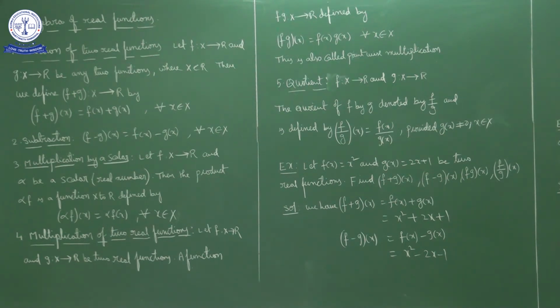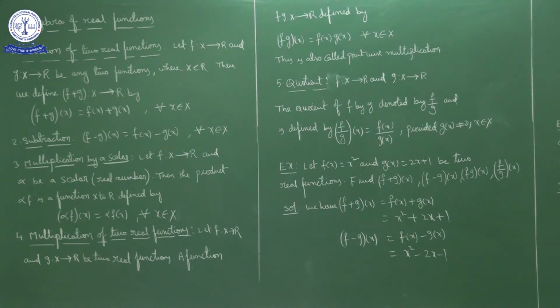Now we will discuss some examples and exercise problems. Okay, now let f of x equal to x square and g of x is 2x plus 1. How are the functions defined? f of x is defined as x square and g of x is defined as 2x plus 1, be two real functions. Find f plus g of x, f minus g of x, f into g of x, f by g of x.